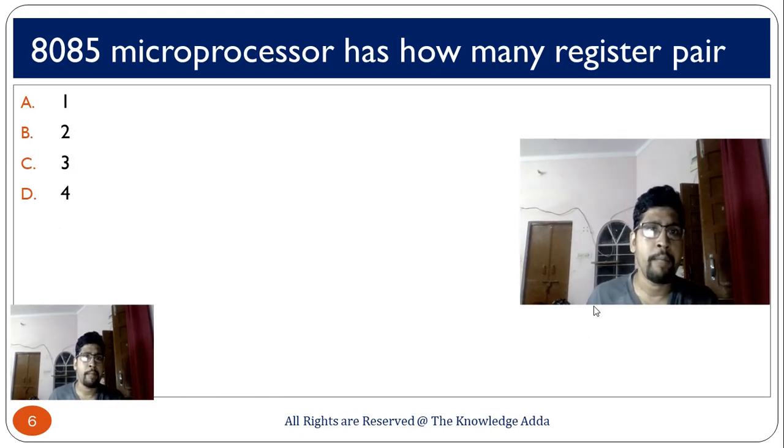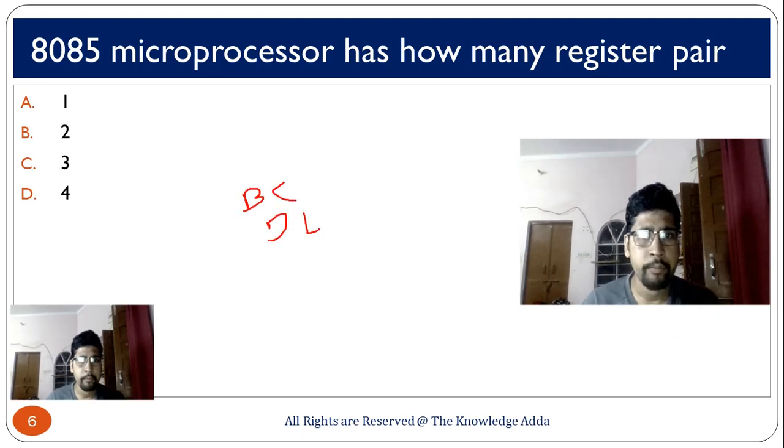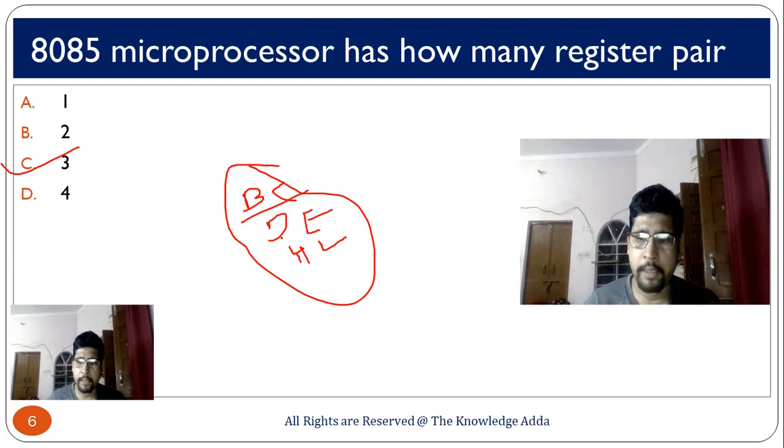Okay, how many register pairs does the 8085 microprocessor have? So my friend, in 8085 there are only 3 possible register pairs, that is BC, DE, and HL, and these are called register pairs. So in this case your C option is correct because we have only 3 register pairs. Just remember this because this is very useful: BC, DE, HL.